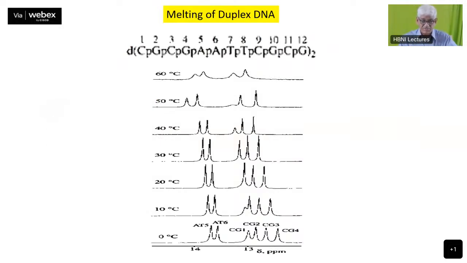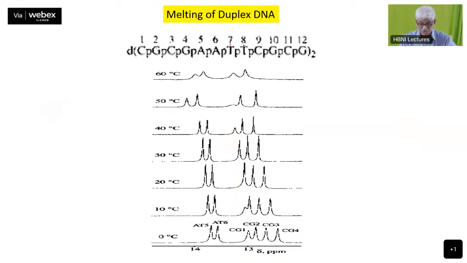So this is the melting of the duplex DNA. The same point is made here as well. At 0 degrees, you have all of these imino protons here, 6 imino protons. This is a 12-mer symmetrical DNA, which means there are only 6 G's and 6 T's together. So you have 1, 2, 3, 4, 5, and 6. So 6 T's and G's only are the imino protons, and what are present here are the G's, and what is present here are the T's.